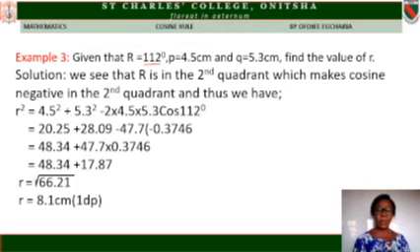If you get into the quadrants, you see that in the first quadrant, the angle is between 0 and 90 degrees. Once it is above 90 degrees, it moves into the second quadrant. And in that second quadrant, remember, cosine is negative. And that's what we have there, 112 degrees. Our little p is 4.5 cm and little q is 5.3 cm. We are expected to find the value of small r.